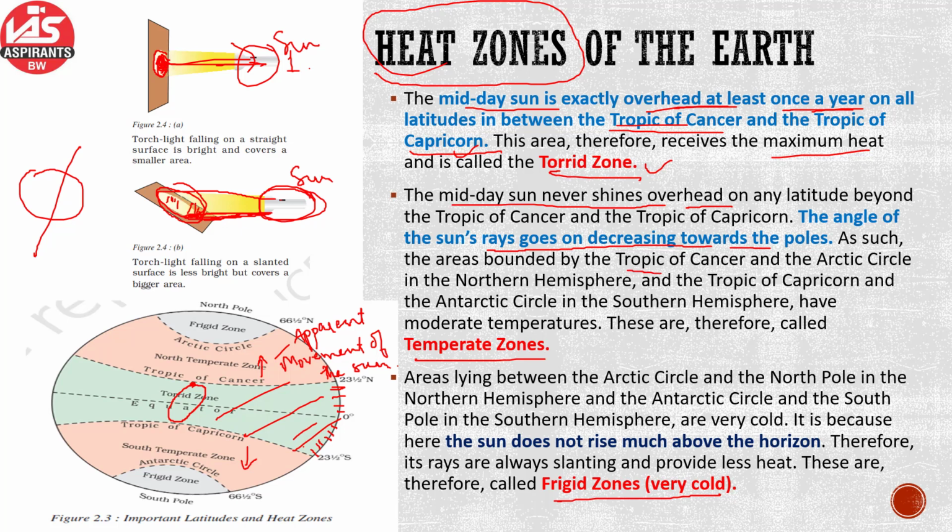areas which are bounded by the Tropic of Cancer and the Arctic Circle in the northern hemisphere, so this pink shade over here, and the area between the Antarctic Circle and the Tropic of Capricorn in the southern hemisphere, so this area over here, they are known as the areas of moderate temperatures because they have slanting sun rays, and they are known as the temperate zones. So ऊपर वाले को नॉर्दर्न हेमिस्फेयर वाले को हम बोल देंगे नॉर्थ टेम्परेट जोन, जो नीचे वाला है उसको हम बोल देंगे साउथ टेम्परेट जोन.